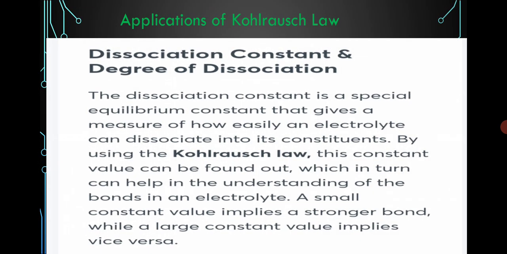Here are some applications of Kohlrausch law. First application is dissociation constant and degree of dissociation. The dissociation constant is a special equilibrium constant that gives a measure of how easily an electrolyte can dissociate into its constituents. By using the Kohlrausch law, this constant value can be found out, which in turn can help in understanding the strength of the bonds in an electrolyte. A small constant value implies a stronger bond, while a large constant value implies vice versa.